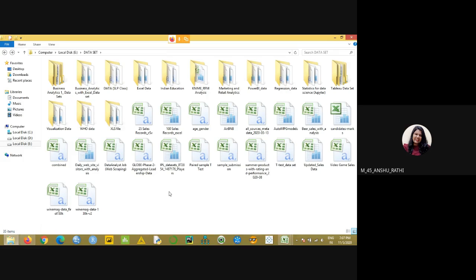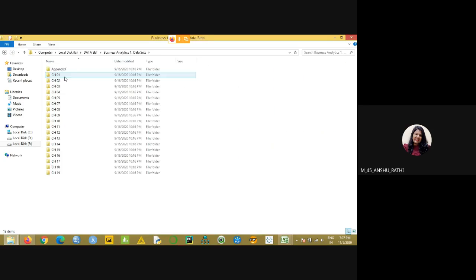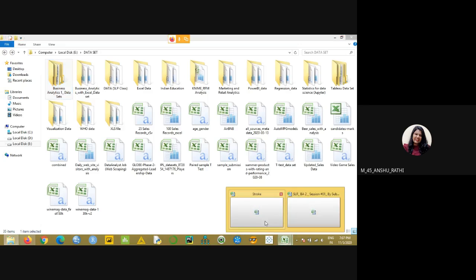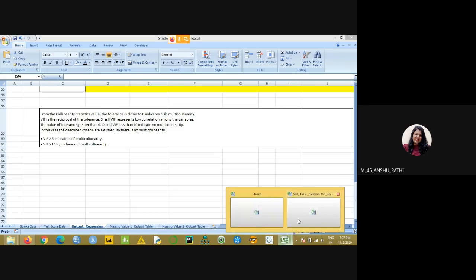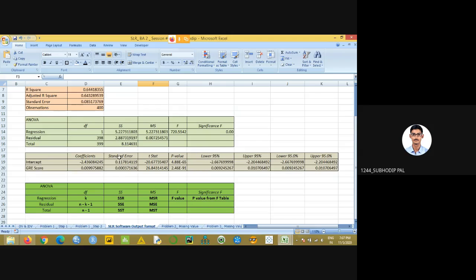What will be the standard error, basically? The SB part. I got the coefficients: the coefficient for the intercept is beta 0 and for GRE score is beta 1. How will we get the standard error part? This one was calculated using the software.